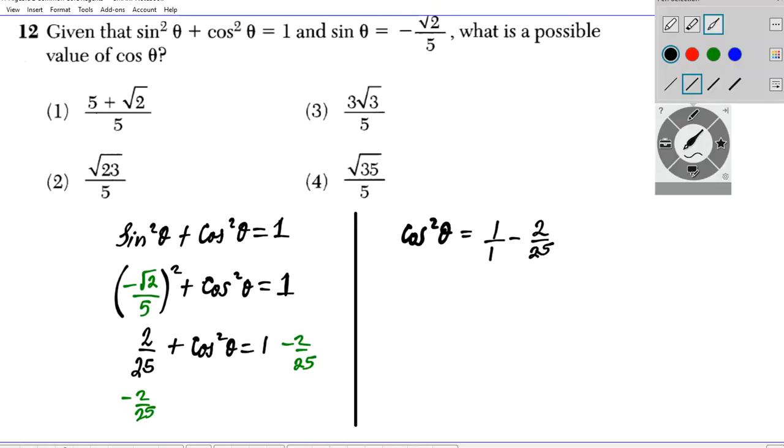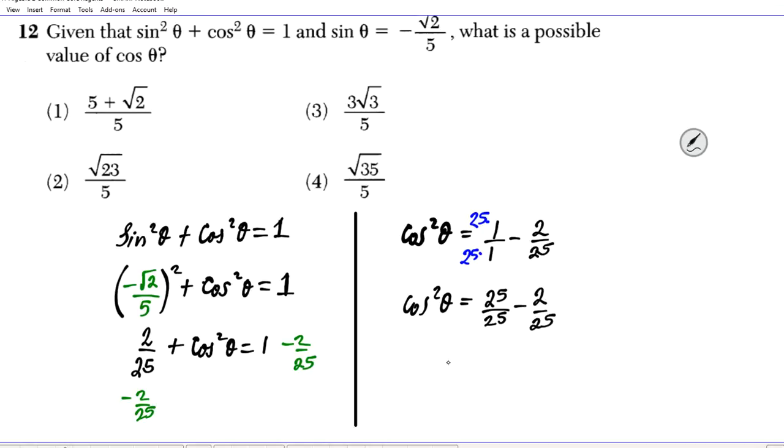Now, in order to add or subtract fractions, you need identical denominators. The LCD here is 25, so you multiply this by 25 at the top and the bottom. Okay, and then we have cosine squared theta. Subtract the numerators: 25 over 25 minus 2 over 25. Cosine squared theta is equal to 23 over 25.